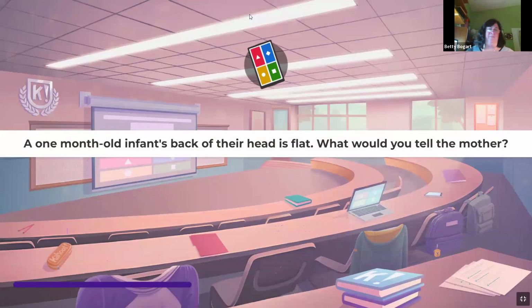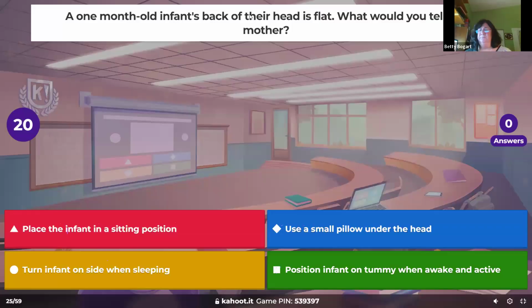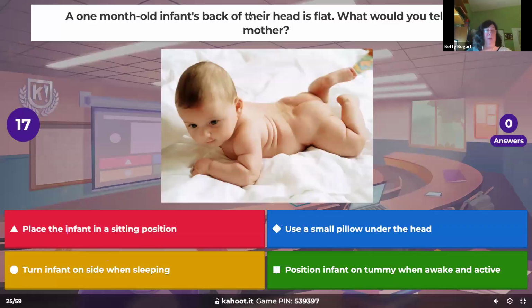A 1-month-old infant's back of their head is flat. What would you tell mom? Remember, every kid is placed on their back now to go to sleep. I used to love putting my kids on their tummy. Little did I know, right?